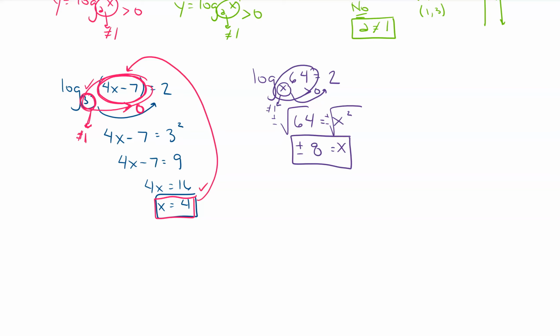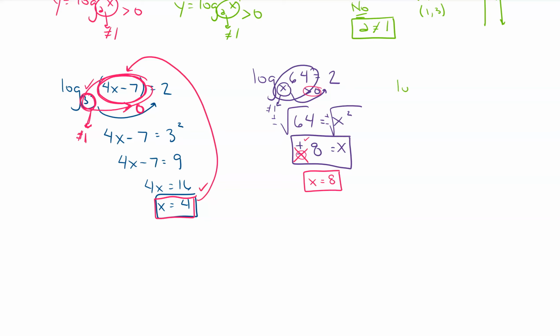64 is greater than 0, but the x is a concern. If I plug in positive 8, positive 8 is greater than 0, positive 8 does not equal 1, positive 8 works just fine. If I plug in negative 8, negative 8 is not greater than 0. Therefore, negative 8 gets disregarded. My only answer is x equals positive 8. If you forgot to do the plus or minus on the radical, you got lucky in that problem.